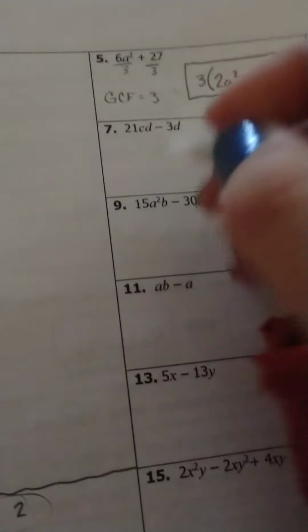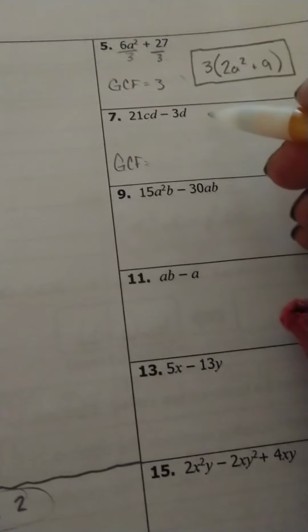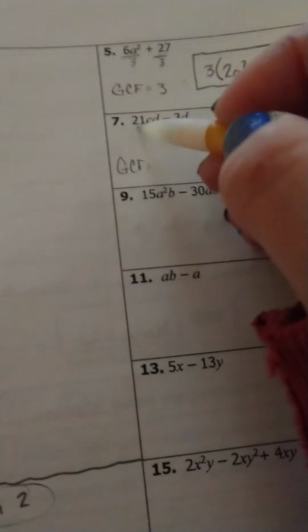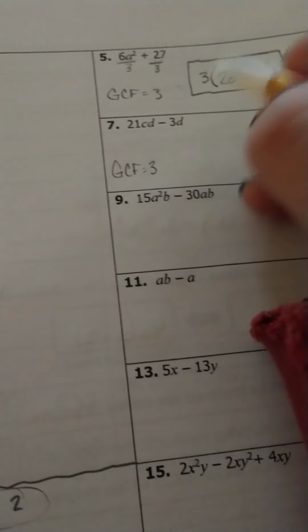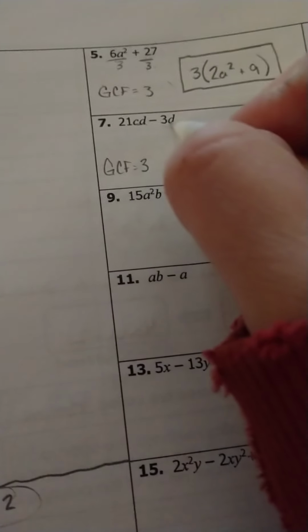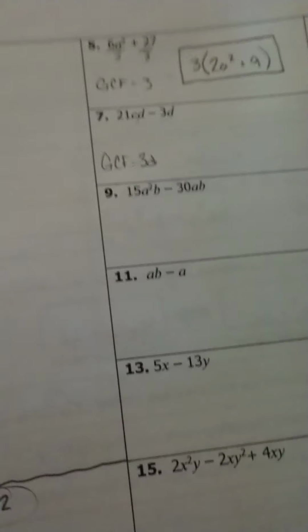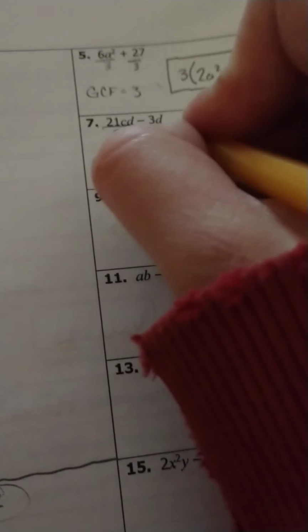Number 7. I've got 21CD minus 3D. So GCF, which of those numbers is smaller? I'm really hoping you know it's 3. Does 3 go into 21 evenly? Yes. So my GCF is at least 3. Now, I've got CD and D. I've got a D on both terms, so that means I can divide out by a D. So we're going to divide both by 3D, put the 3D in front of our parentheses.